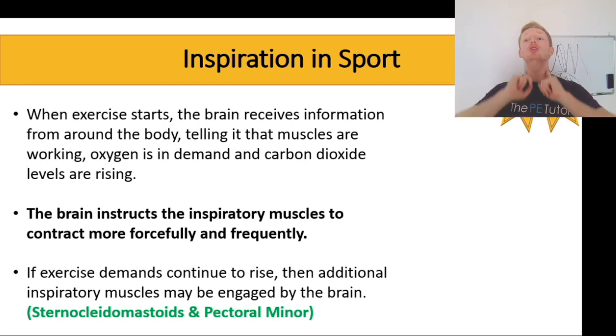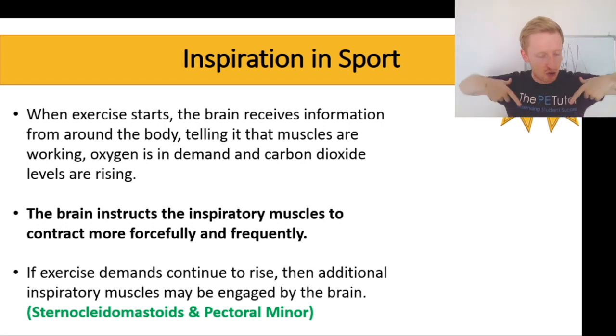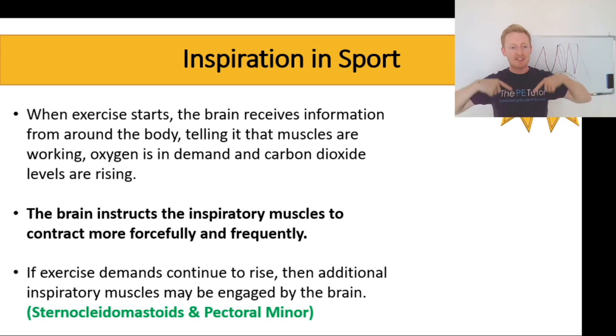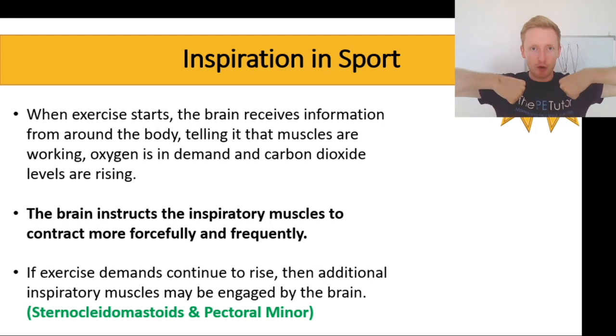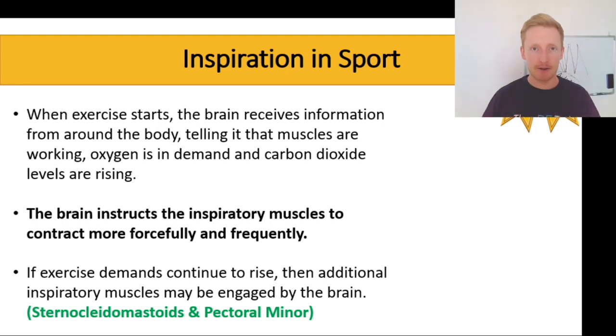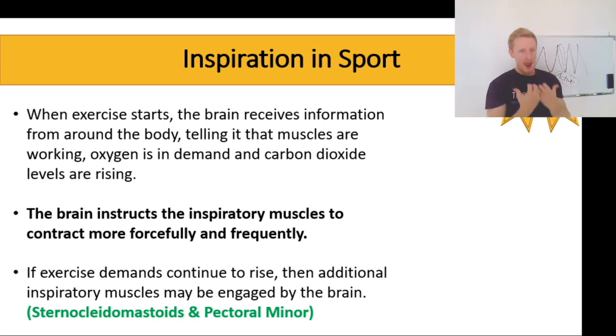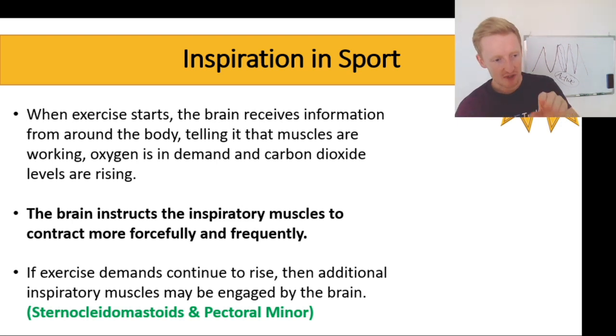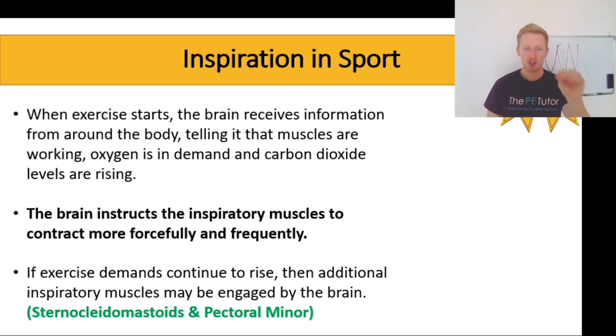We start to use our sternocleidomastoids and our pectorals minor. We start to use all of the tools in our toolbox to lift our ribcage up harder and faster, to create that pressure drop, to draw air in, so that we can then extract the oxygen, drop CO2 back in, and then we expire. So we start to use those two additional respiratory muscles, sternocleidomastoids and the pectoral minors.